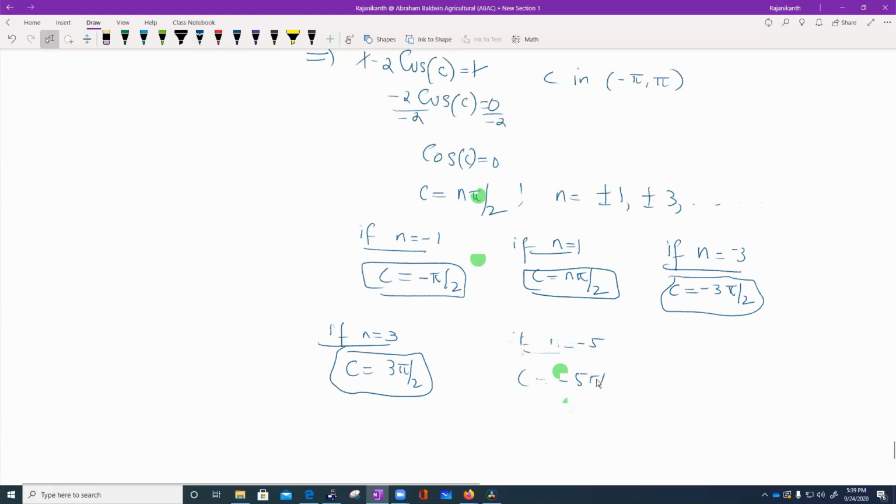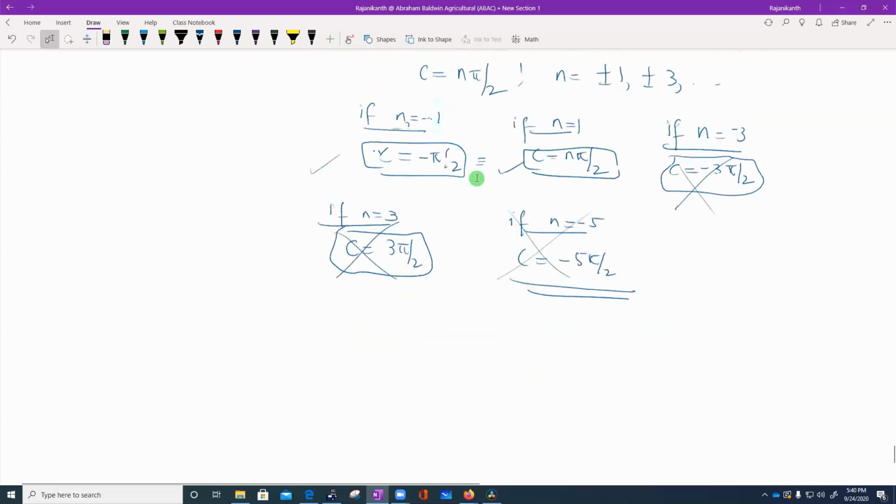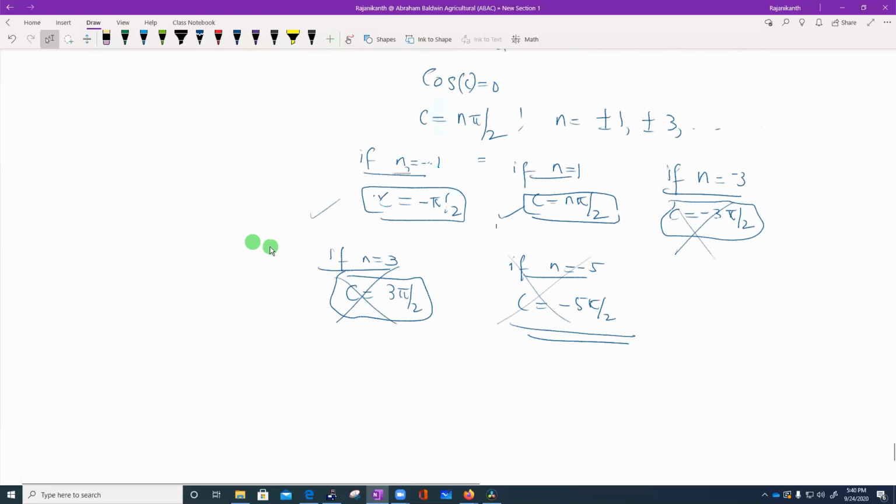I don't want to go beyond this because it is now exceeding my interval. This is not in our interval, and this is also not in our interval, so we don't need to compare these. My interval is negative pi to pi, right? So we got two answers in our interval. These are the 2 points where the mean value theorem is satisfied. That makes sense?